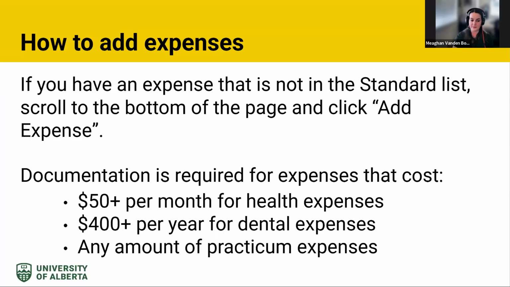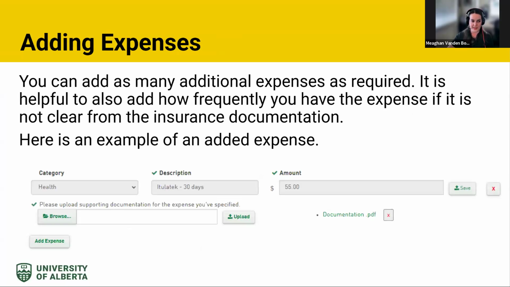And then for practicum, there isn't a minimum. It's any hotel or Airbnb cost that you're claiming for a practicum, internship, or co-op. We would need to see documentation. So to add an expense, you can add as many as you need. Don't feel like you have to cram all your documentation into one line. It's also helpful to us if it's not a monthly or yearly charge, so tell us how often you get it.